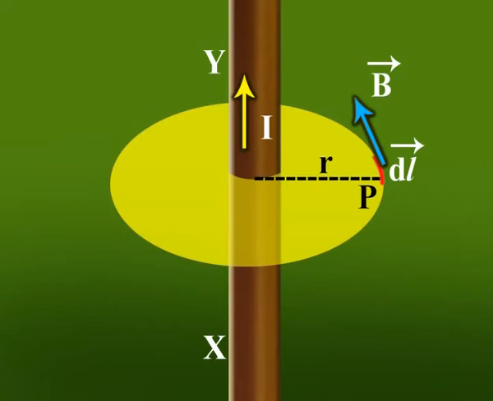Let us imagine a circular loop of radius r as an Amperian loop with center on wire such that point P lies on the loop.